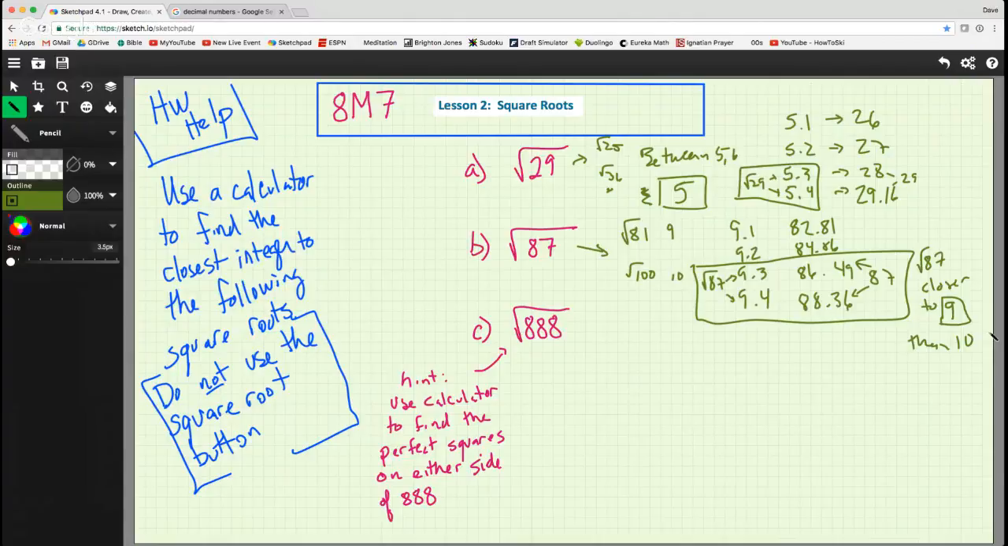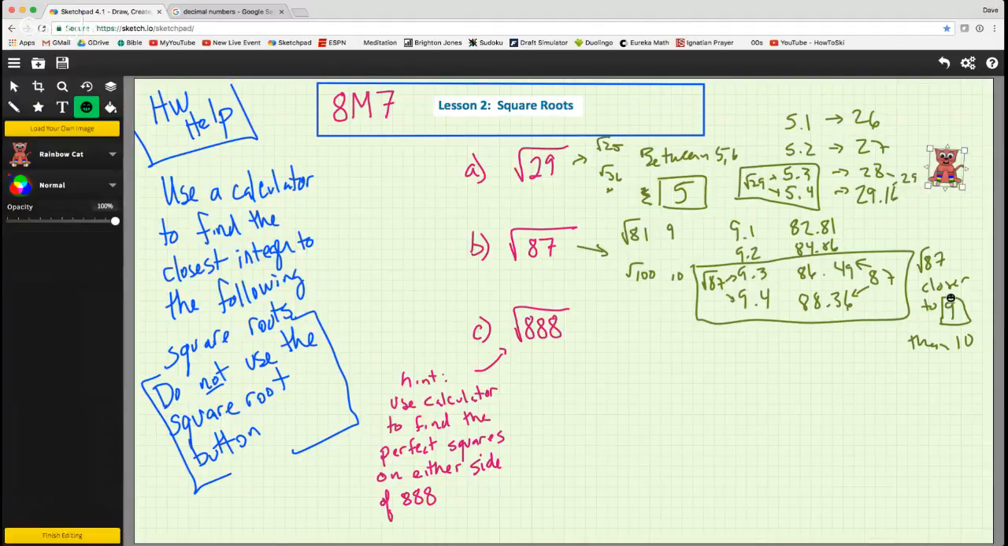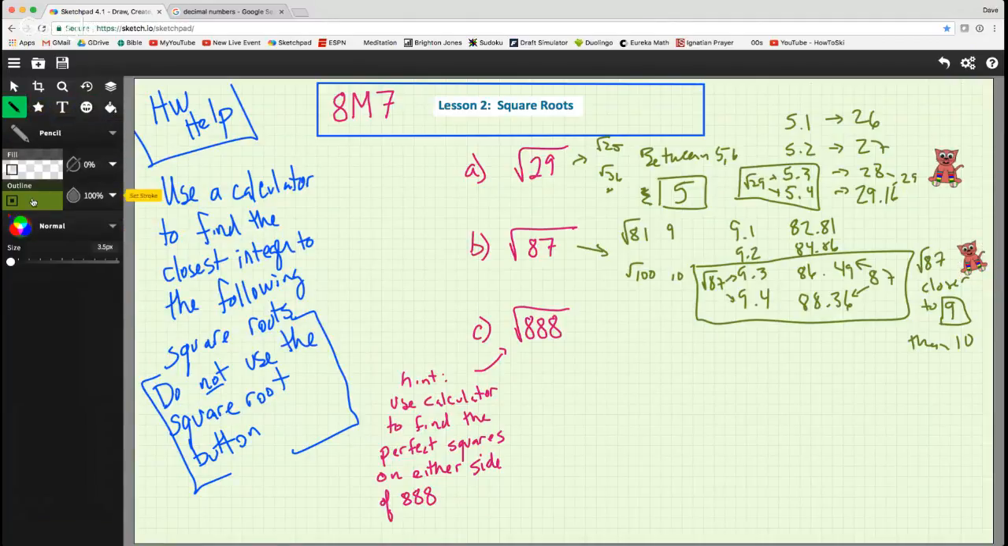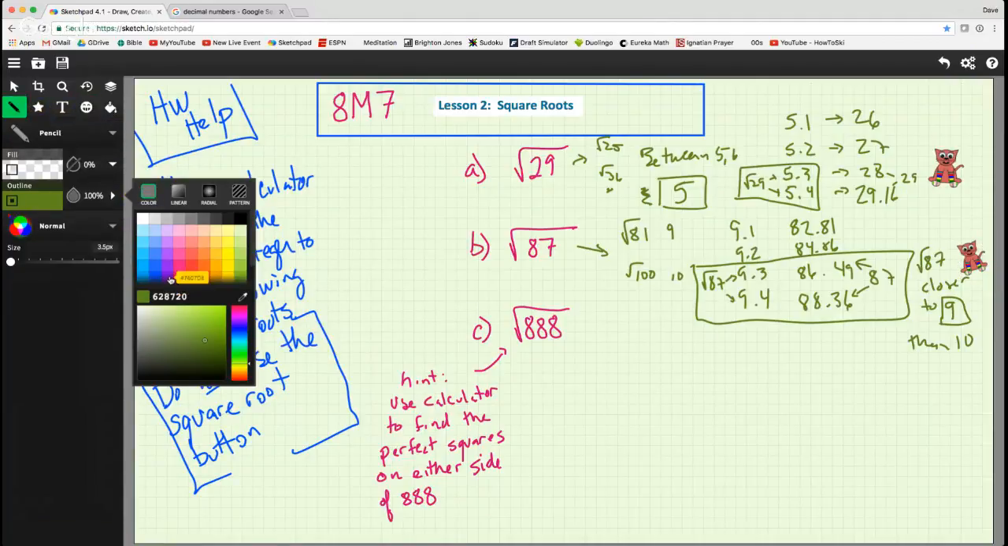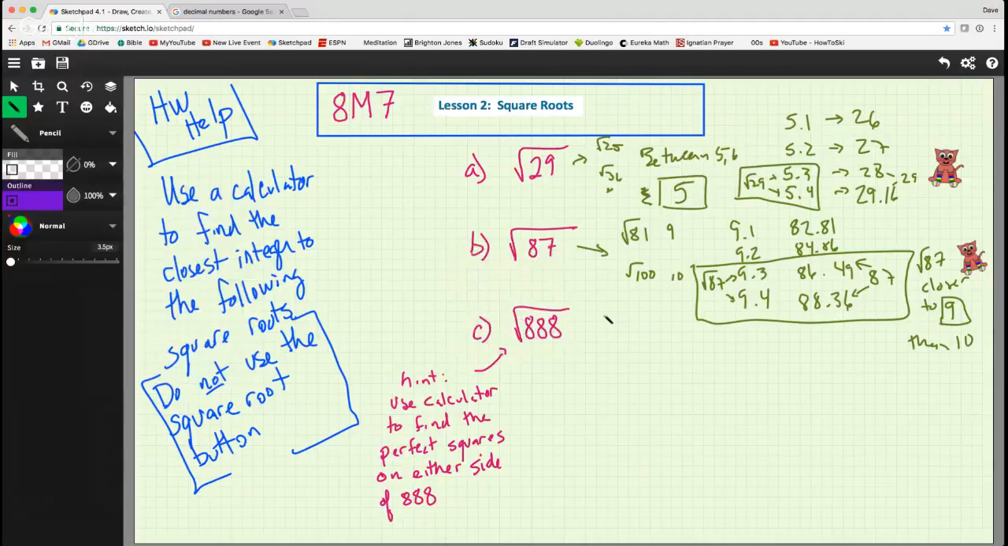All right. So hopefully this is making sense. And here's happy cats for you solving those two problems. Now the problem with the square root of 888 is that I don't know what two integers are on either side of 888.